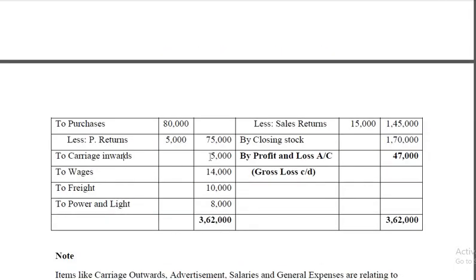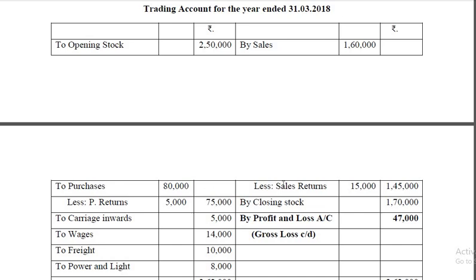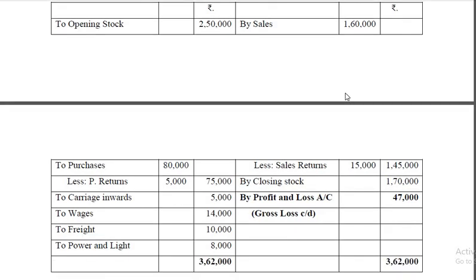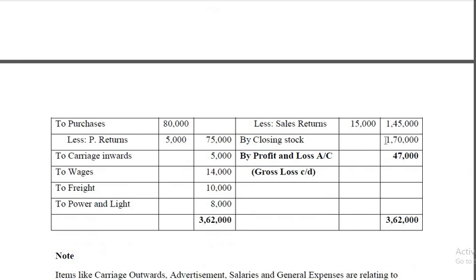Carriage inwards 5,000, wages, freight, power and light. These are the direct expenses. On the credit side, sales minus sales return, so net sales. And closing stock given in the adjustment. If you compare the two sides, debit side is more than credit side, therefore the balancing figure is gross loss. And that is transferred to profit and loss account.